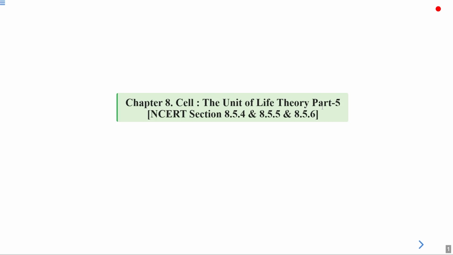Today we'll be discussing the theory related to the chapter Cell, the Unit of Life. In this session, we'll be discussing the NCERT sections 8.5.4, 8.5.5, and 8.5.6. And this is part 5 of the lecture.